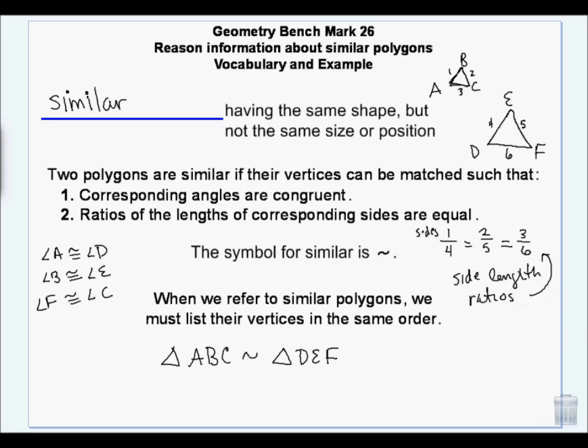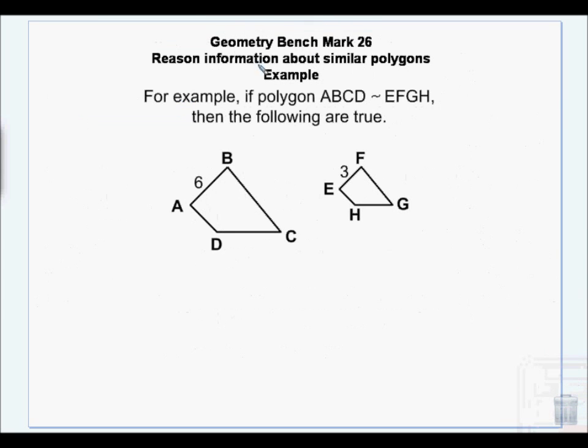Side length ratios. Okay, so if polygon ABCD is similar to EFGH, then the following things are true. Okay, so angle A is congruent to angle E. Angle B is congruent to angle F. Angle C is congruent to angle G. And angle D is congruent to angle H.